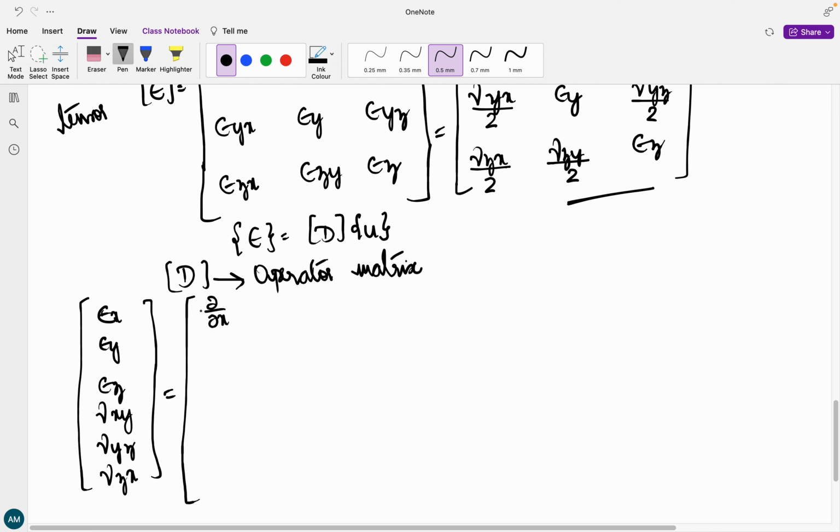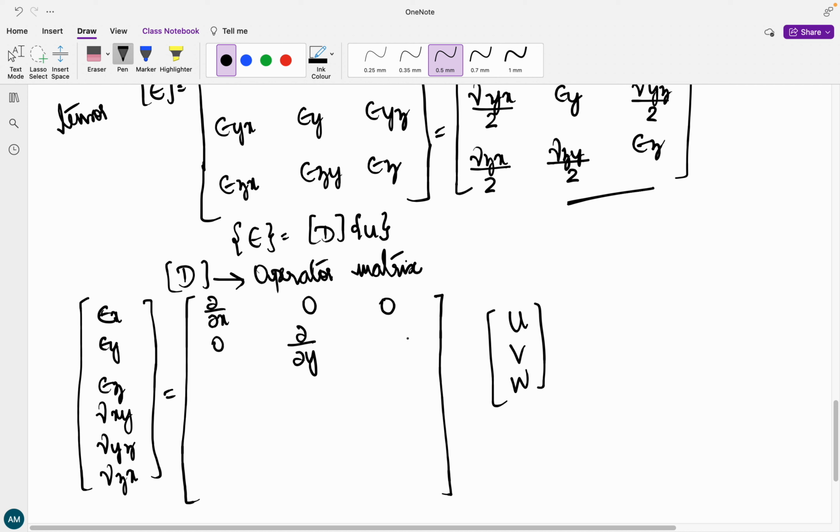So this is equal to dou by dou x. What is epsilon x equal to? It is dou u by dou x. So let us fill this first. Dou u by dou x, y is 0, z is 0. What is epsilon y? Dou v by dou y. So 0, dou by dou y, and 0. What is epsilon z? Dou w by dou z. So dou by dou z.